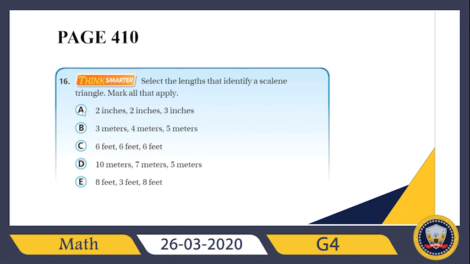When I check A, I know these 2 of them are equal. In this situation, it will be an example for an isosceles triangle, not an example for a scalene triangle. So what about B? 3 meters, 4 meters and 5 meters. All sides are different, right? So if it has no sides of equal length, I know it is an example for a scalene triangle. In this situation, I need to mark it.